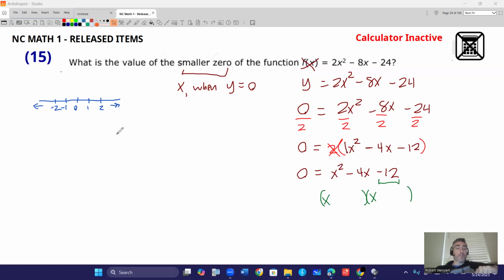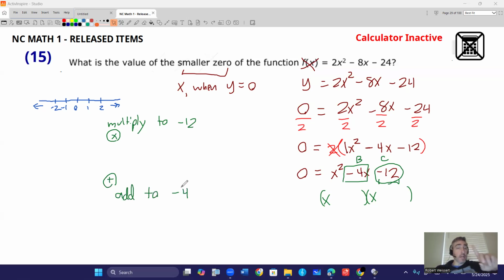What 2 numbers have to multiply to your last number? What's your last number? That's -12. So they multiply to what we call our C value, -12. And they have to add to your middle number, this is your B value, -4. Yes, signs are important. So don't just write 12 and 4, write -12 and -4.